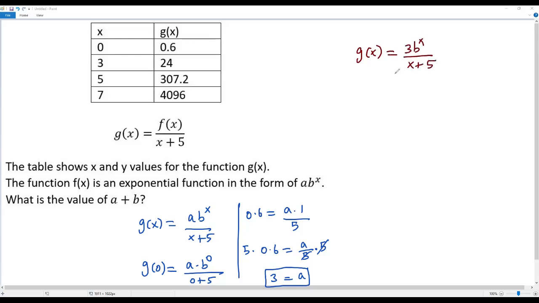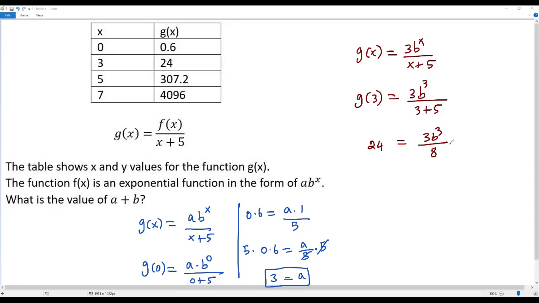Now our aim is to get the value of b. For that, I'm going to use a second point. That is, when x equals 3, g of x equals 24. Let me plug in 3 for x into this function. Then I'm getting g of 3 equals 3 times b to the 3rd power over 3 plus 5. Also, when x equals 3, the value of g of x is 24, that is, g of 3 equals 24. Let me plug in 24 for g of 3. 3 times b cube over 3 plus 5, which is 8.